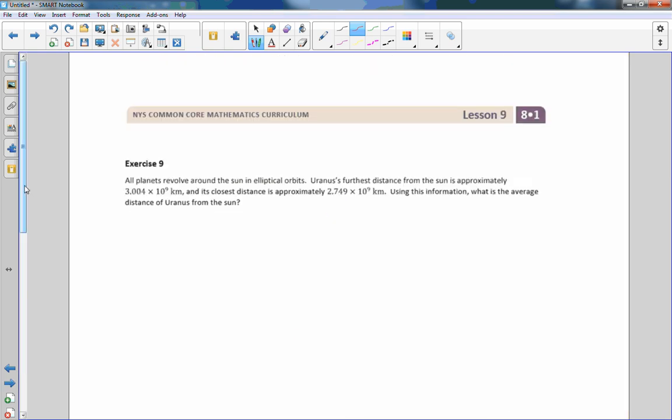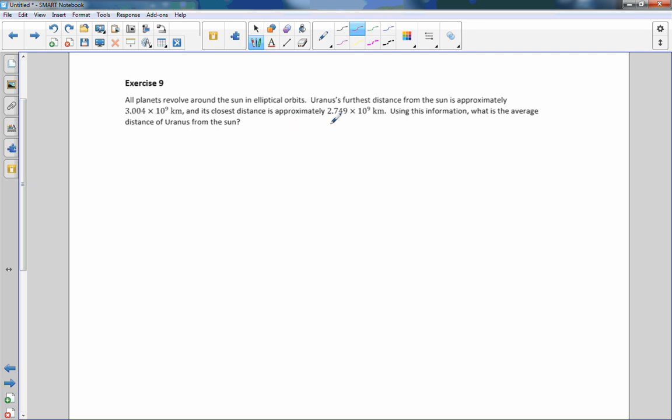Exercise 9. All planets revolve around the sun in an elliptical orbit. Elliptical means ellipse. Okay, an ellipse. This is a circle. Actually, let's make a circle. Okay, shape recognizing. So there's a circle. If I drew an ellipse, it looks like that. Okay, so this is a circle, and this is an ellipse. And that's what they mean by elliptical. So let's use this symbol here to answer this question.